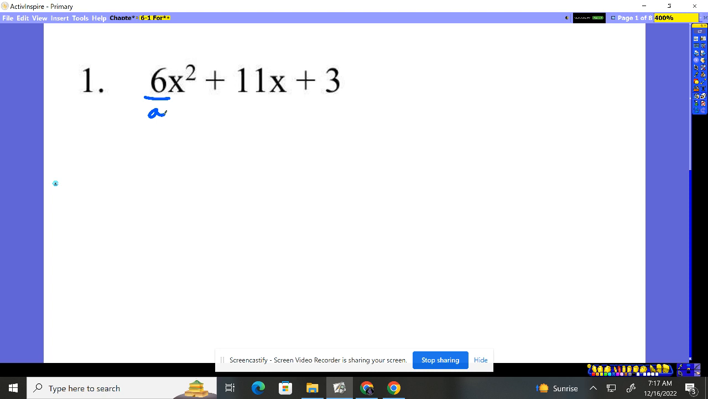So here's what we do. You have your 6, which is in the A spot. The 11 is what's referred to as the B spot, and that 3 is in the C spot. We're going to always multiply these numbers here, 6 times 3, which gives us 18. So we do A times C, the A value times the C value, to start the problem. It gives me a positive 18.